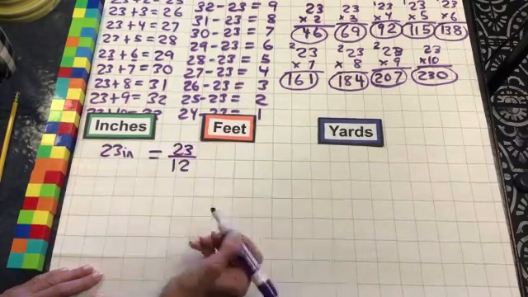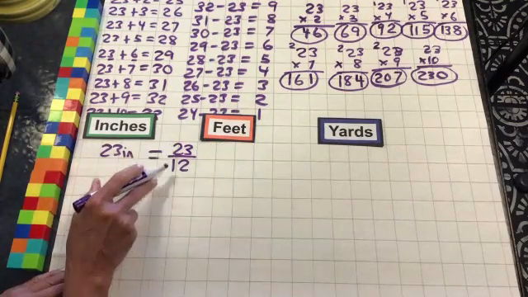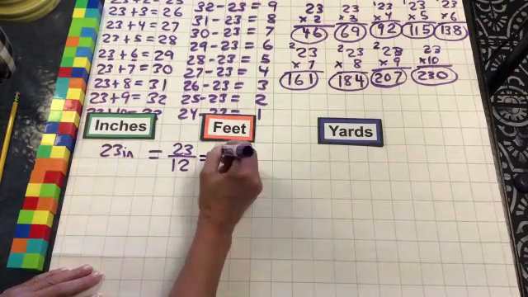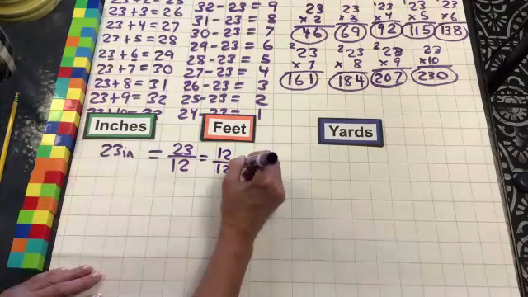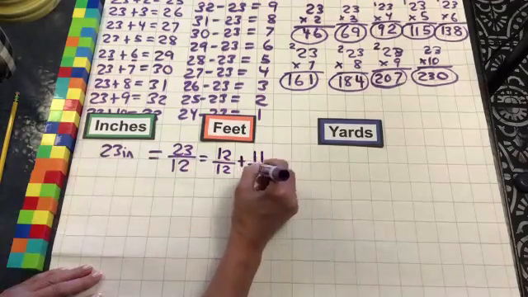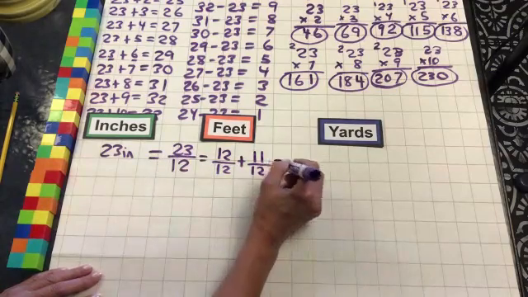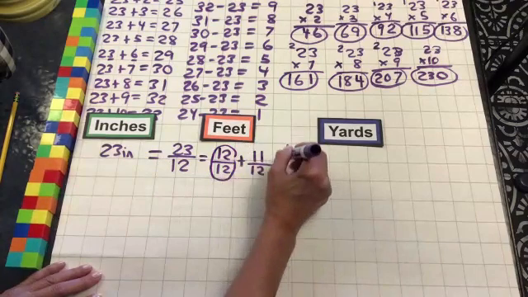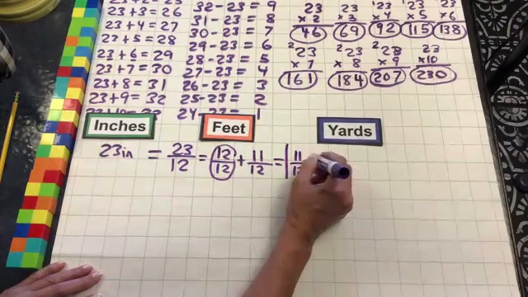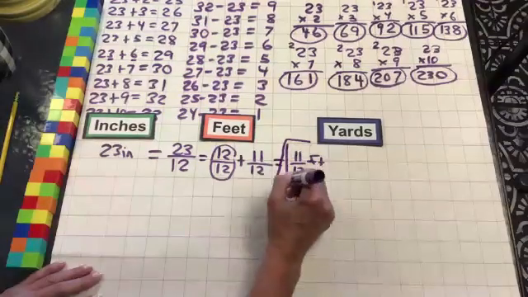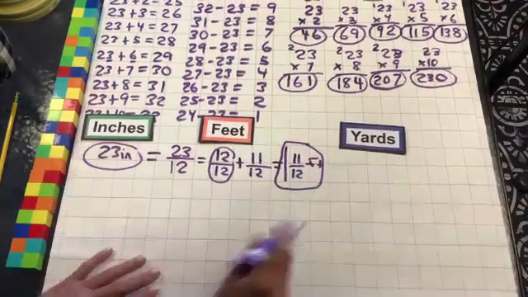23 is our numerator. This is an improper fraction because the top number is bigger than the bottom number. So we're going to break that down, starting with 12 twelfths. So if we take 12 away from 23, that leaves 11. So we have 12 twelfths and 11 twelfths equal 23 twelfths. So we know this is 1 whole foot with 11 over 12. So we have 1 and 11 twelfths feet. That's what 23 inches equal.